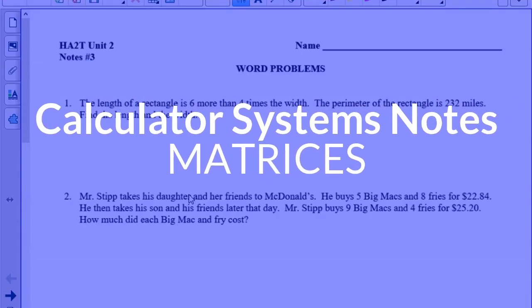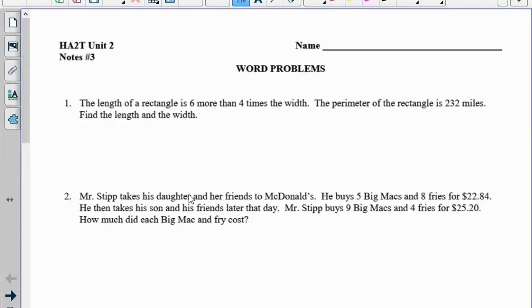This video is on how to solve system of equations word problems. Problem 1. The length of a rectangle is 6 more than 4 times the width. The perimeter of the rectangle is 232 miles. Find the length and the width.